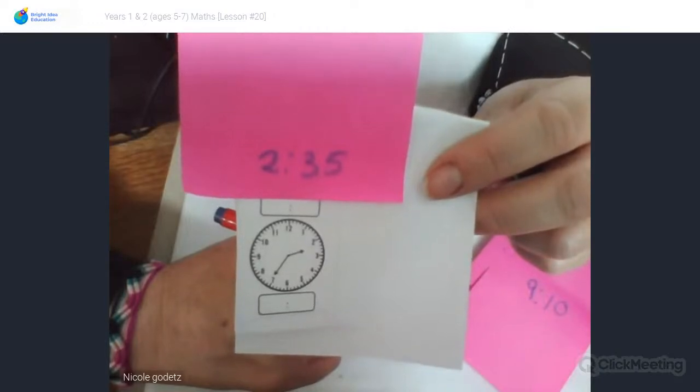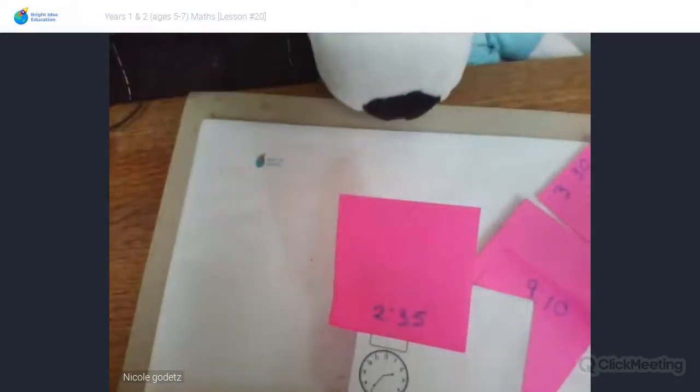Okay, so we are always looking at the hour first. And then we are looking at how many minutes past the hour it is. We are always looking at the hour first, and then how many minutes past the hour it is.